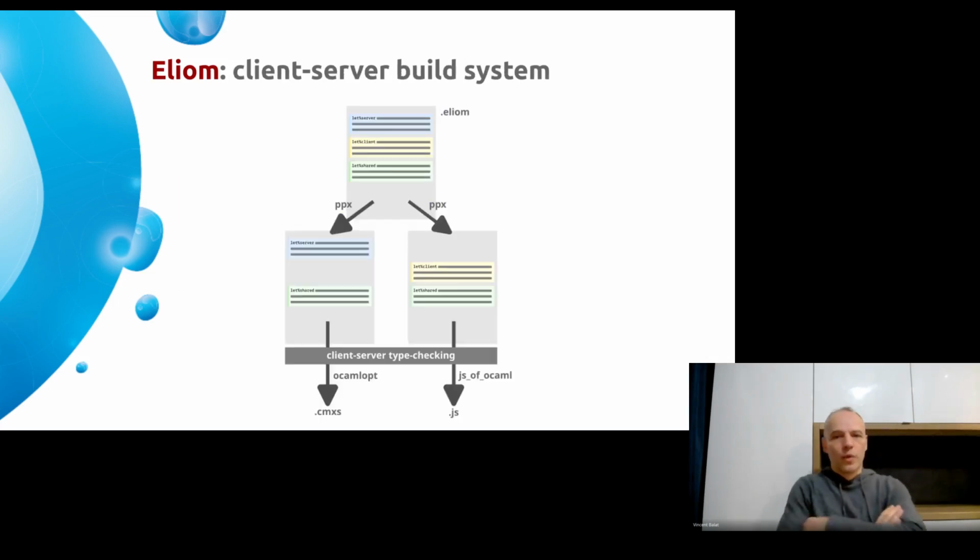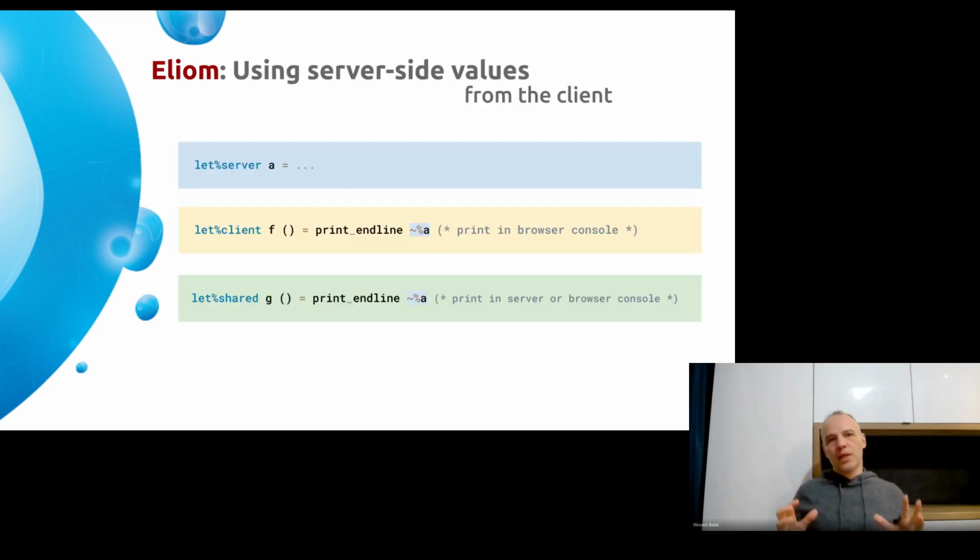Eliom comes with a Dune-based build system that will use a first PPX extension to extract the server and shared part and build the server-side program. Then a second PPX will extract the client and shared parts and build a client-side program with js_of_ocaml. There is also a type checking phase to ensure that both parts are compatible. This multi-tier programming model greatly simplifies the communication between server and client.